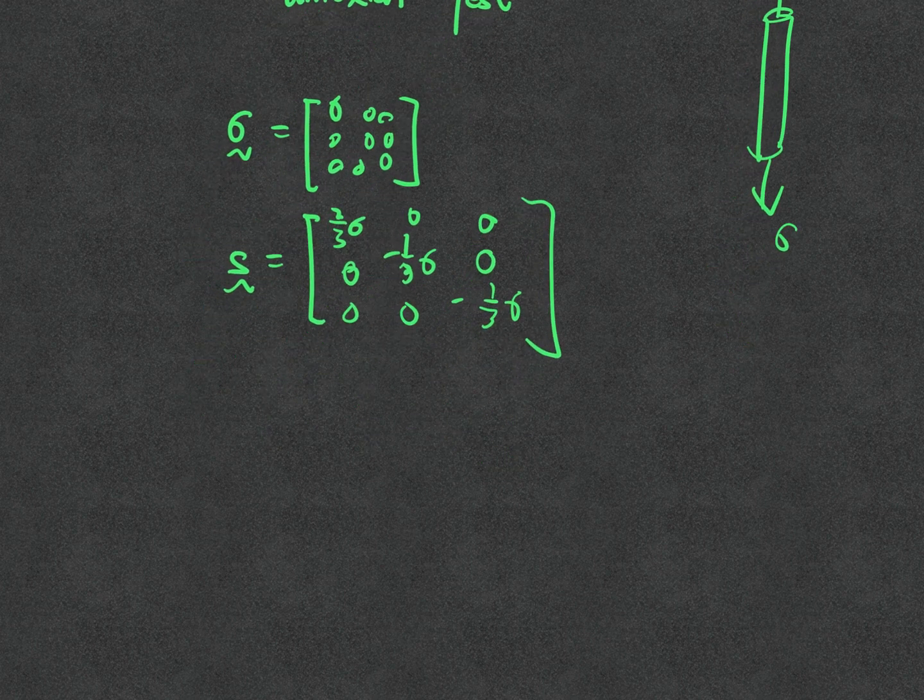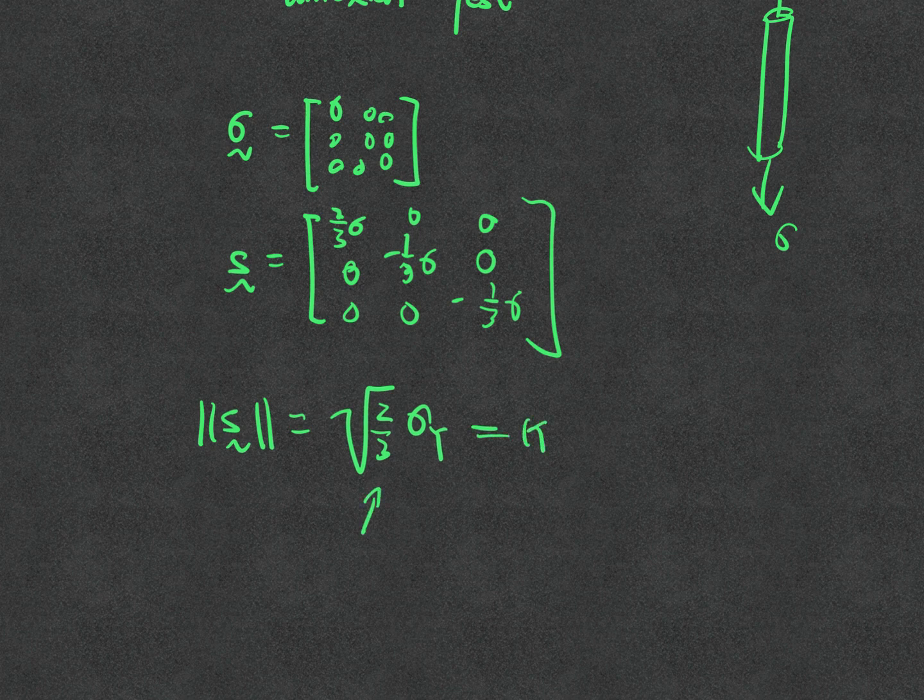So far so good. The magnitude of the stress is equal to the square root of 2 divided by 3 times sigma y, which is equal to kappa. And if you recall from the previous lecture, the square root of 2 divided by 3, sorry, I think previously I said 2 divided by 4, that's not correct, the square root of 2 divided by 3 is called the distortion factor.